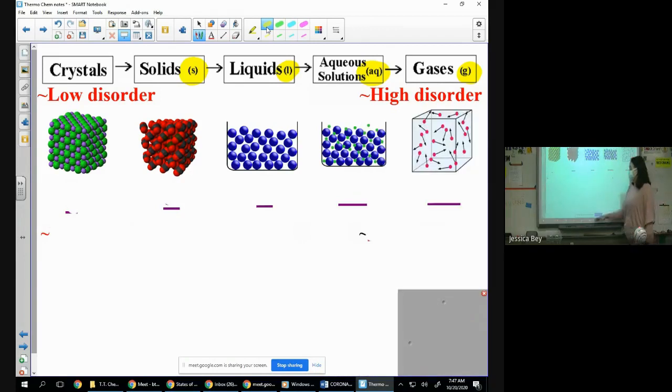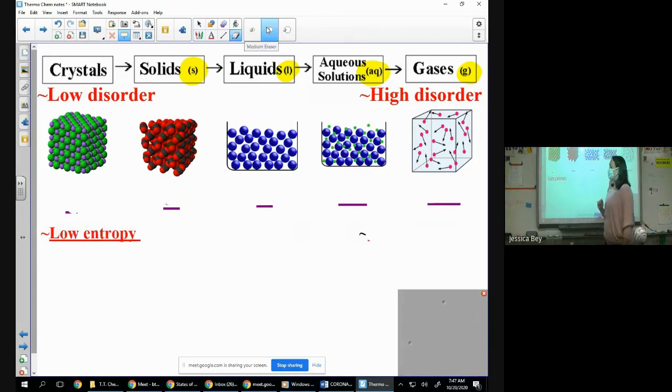So again, you might want to put our term in here. Crystals have low entropy, and gases have high entropy.